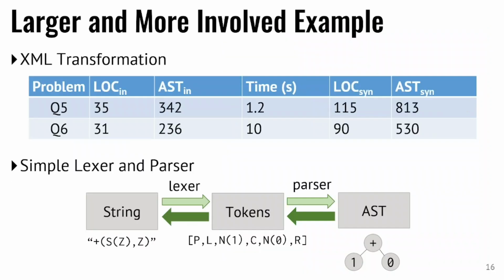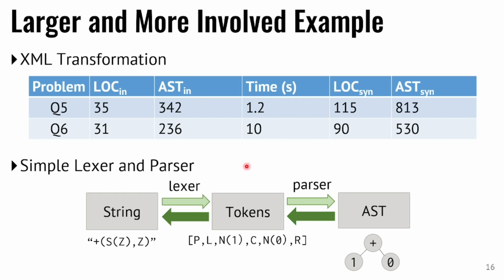We conducted experiments for larger and more involved examples. About the experiment transformation, this table is an excerpt of the result. Log-in is the number of lines of the inputted unidirectional programs, and log-sim is the number of lines of the synthesized BX programs. AST is the size of the abstract syntax tree. As you can see, Synbit can synthesize big programs.